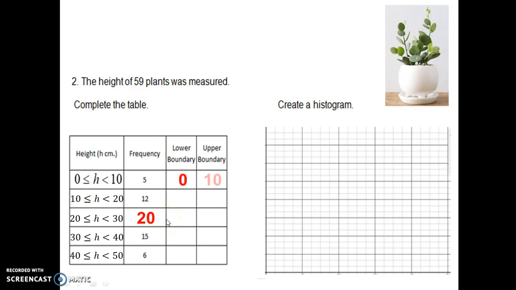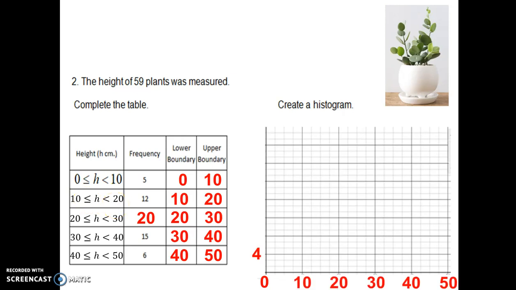Okay, and then fill in the boundaries, sort of the 10, 10 to 20, 20 to 30, and so on. All right, to create the histogram, we should label the axes appropriately. This x-axis, you need to do it following the class boundaries, so 10, 20, 30, 40, 50. The y-axis, you have different choices, but our highest value here is 20, or I just said this should be 21.